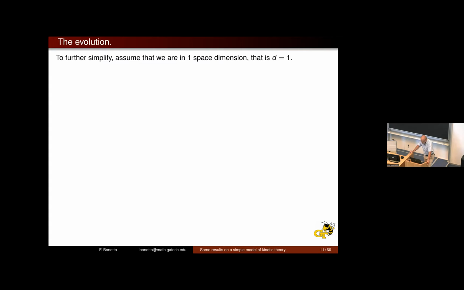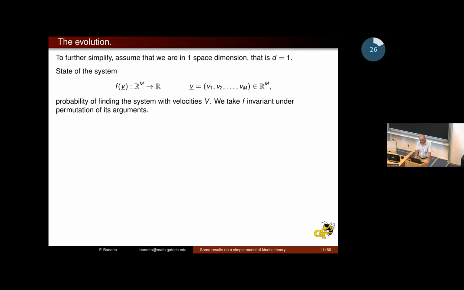And so the idea of having random collision and maybe streaming, we'll see also at the end, is a simplification, but it's not a complete absurdity. To stay as simple as possible, I will assume from now on that space is one dimensional. So the state of the system is a probability distribution. Since I said I pick a particle at random, I completely forget the position. It's irrelevant for the evolution of the system. So I only have the velocity, and I have a probability distribution on the velocity.